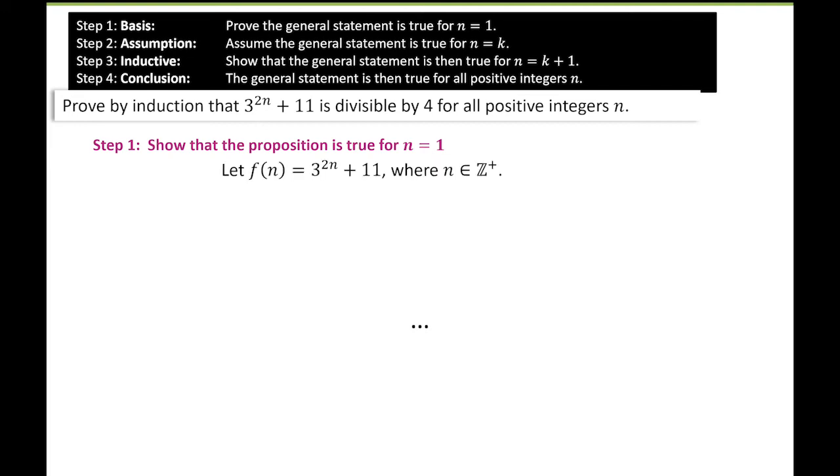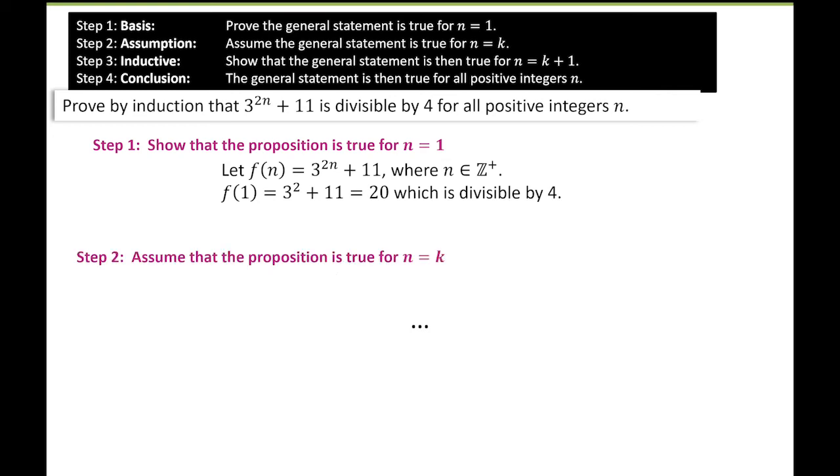This means we substitute in n for 1 and show that the value that we find is divisible by 4. So substituting in n for 1, we get 3 to the power of 2 times 1 plus 11, which gives us 3 squared plus 11, which is equal to 20. 20 is divisible by 4, and therefore this is true for when n is equal to 1.